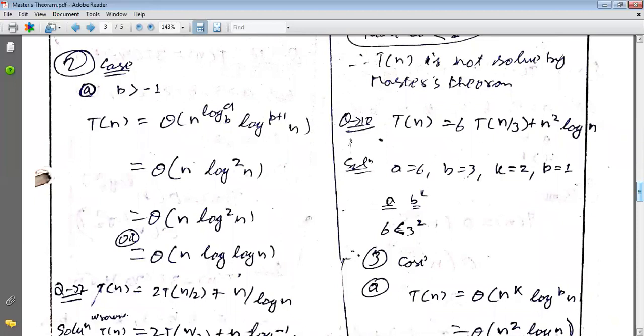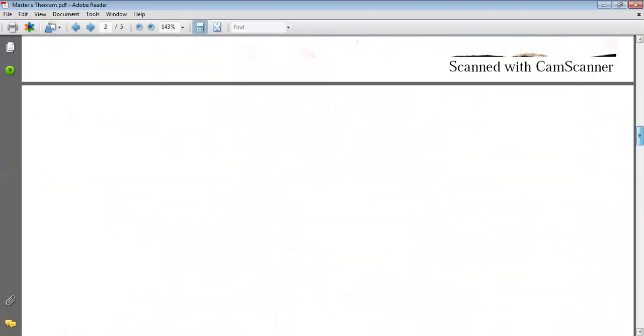a is less than b to the power k. Therefore it comes under the third case. What is the third case? Where a is less than b to the power k. Now, in the third case, we are supposed to compare the value of p. And if you remember, in this case, p is equal to 1.